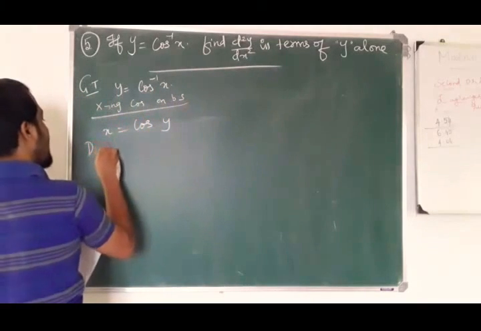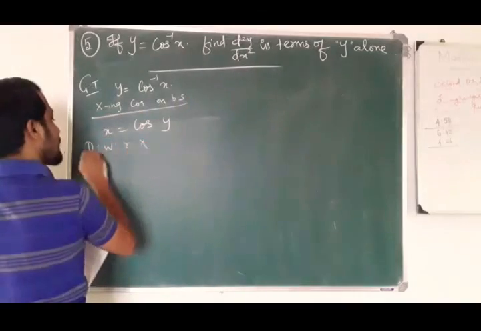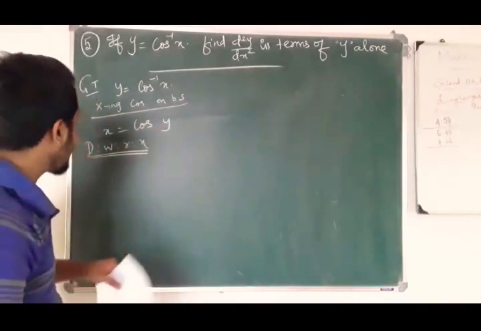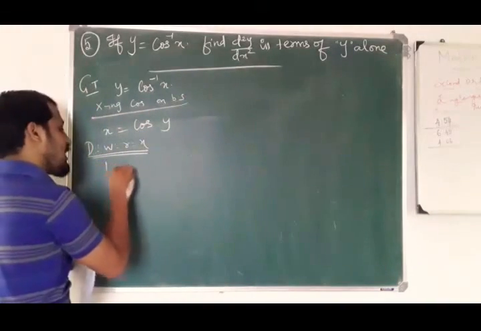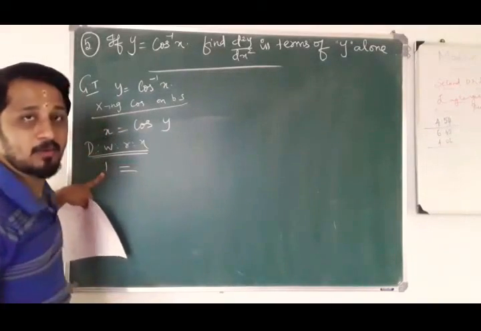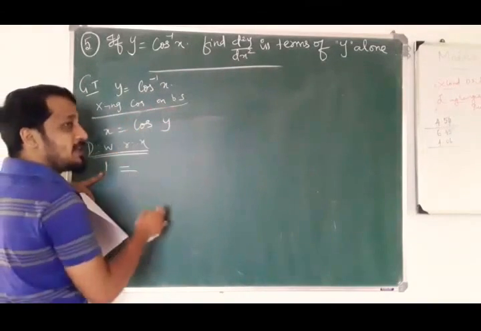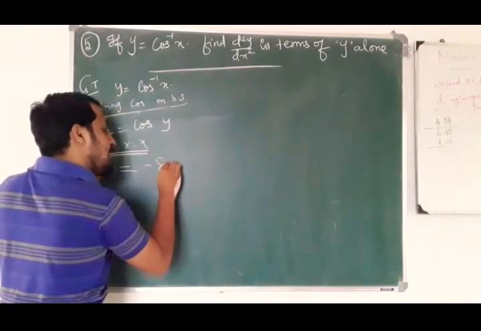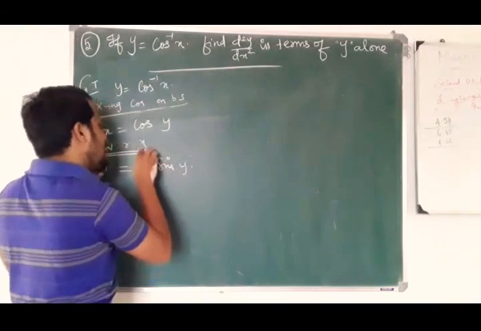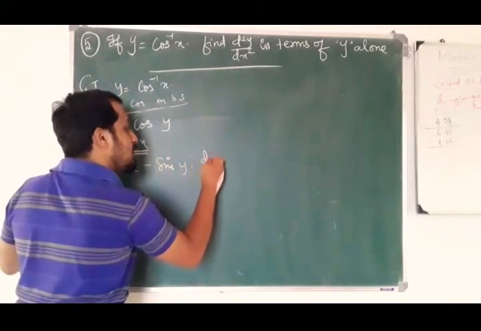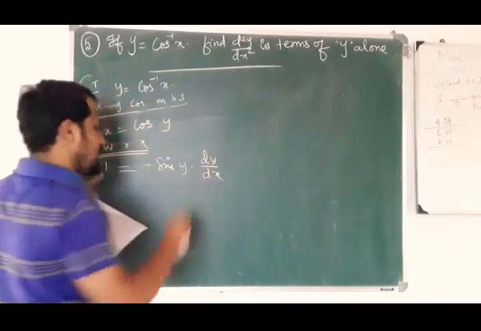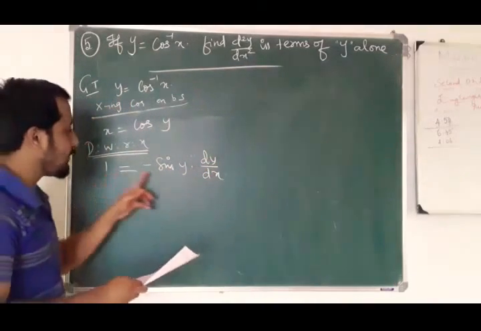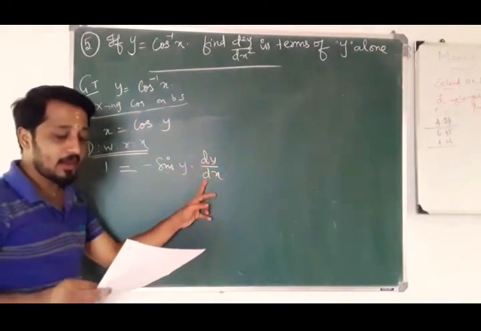Now, differentiating with respect to x, the left side is nothing but 1. The derivative of cos y is minus sin y into dy by dx. Yes or no? So 1 is equal to minus sin y dy by dx.